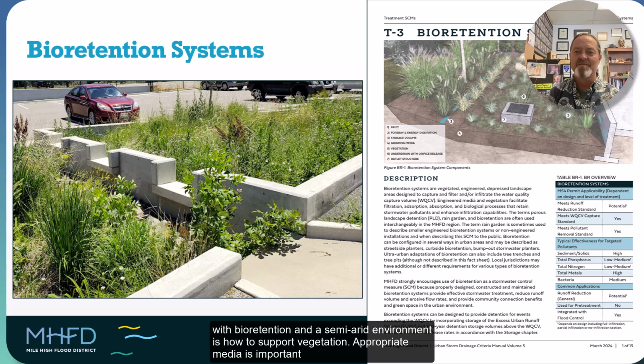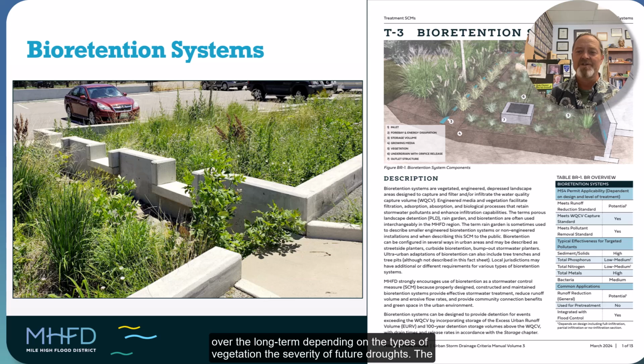One of the struggles with bioretention in a semi-arid environment is how to support vegetation. Appropriate media is important, and we made some updates to the media mix to retain somewhat more moisture to better support vegetation. Irrigation is also really important, and this will typically be required during establishment and may be required over the long term, depending on the types of vegetation and the severity of future droughts. The fundamental approach to sizing of drain times has not changed.